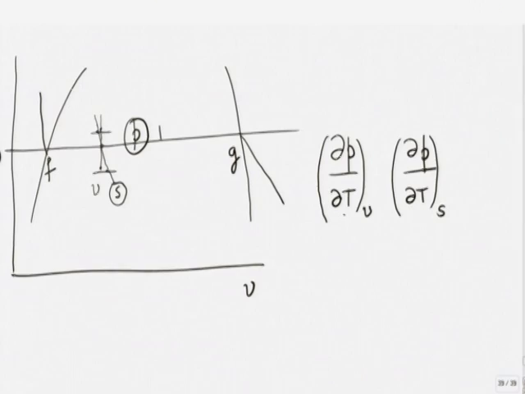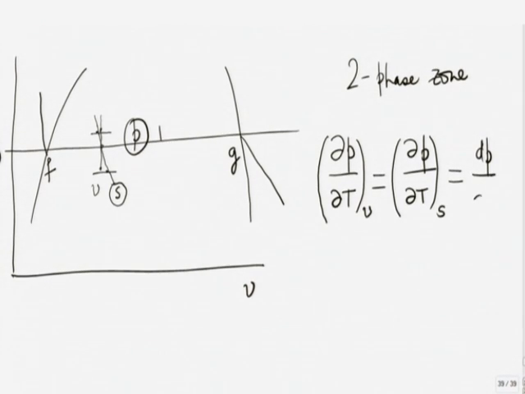In the two phase zone, pressure is a function only of temperature. So when I change my state, whether volume changes or entropy changes does not matter. If I am changing pressure by 1 bar, I am remaining on the saturation line, and the temperature will change correspondingly. It does not matter whether I am keeping volume constant or entropy constant. So in the two phase zone, this must equal this, simply because both of them should basically equal dP by dT along the saturation line. dP by dT along the saturation line can be written either as dP by dT along a constant volume line or dP by dT along a constant entropy line.